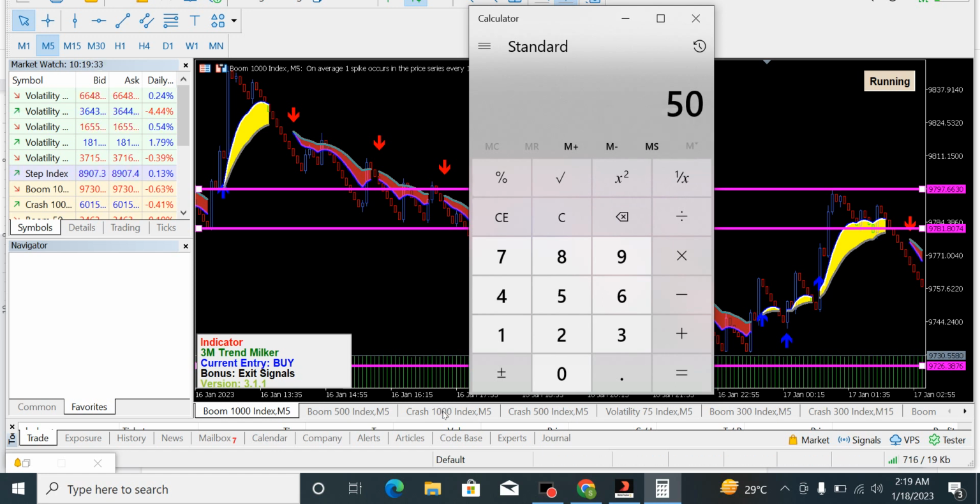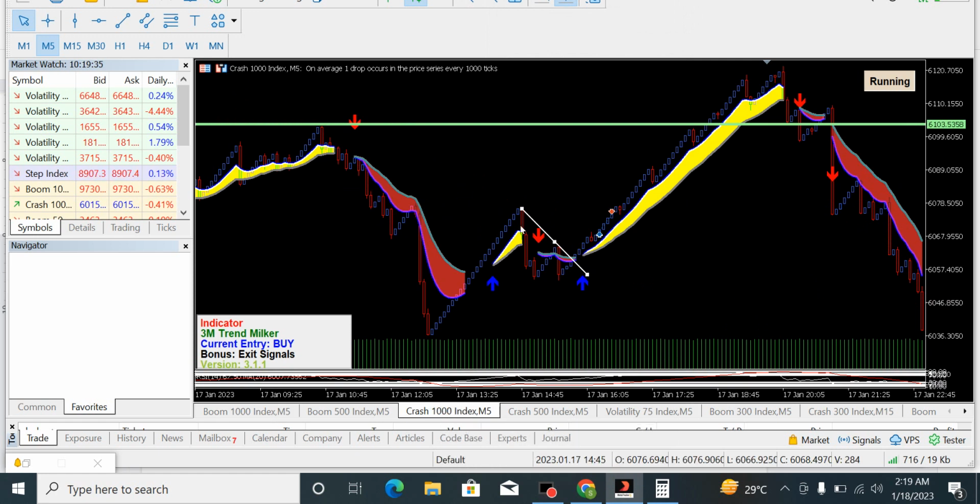And you can also do the same thing with Crash 1000. This is Crash 1000. This is coming from a support zone, and of course you should know that since it is coming from a support zone, it is most likely to buy for a very long time. All you need to do is wait for the breakout. If you cannot identify the breakout, just wait for this yellow flag to pop up and also the buy arrow to pop up. Once it pops up and it is coming from a support zone like this, then definitely you can jump into the trade and buy.